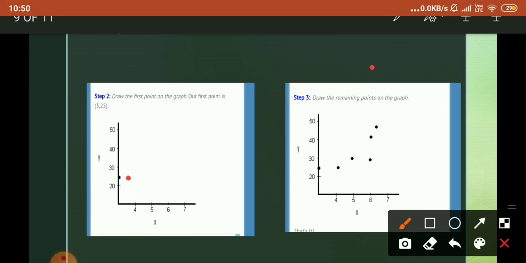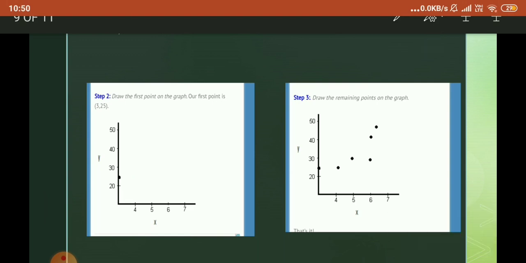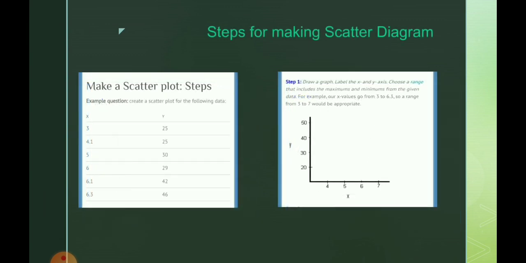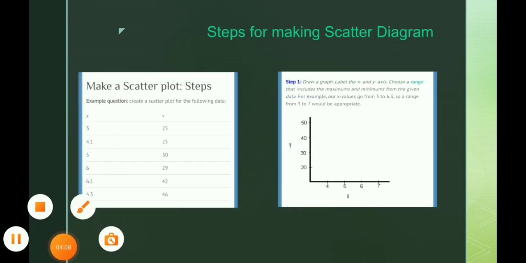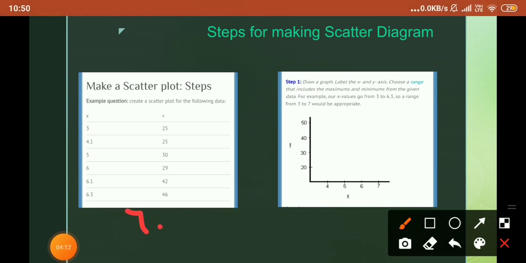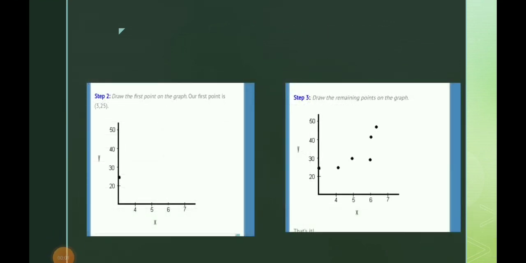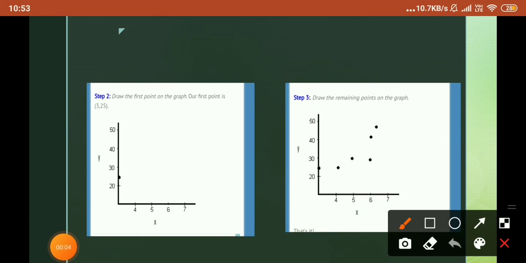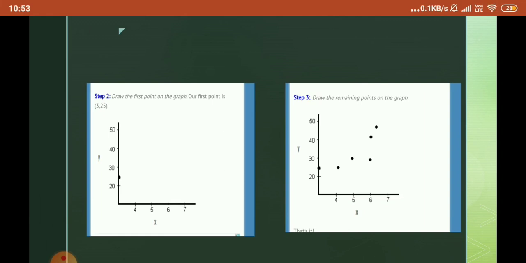In the next graph you can see we have plotted all the pairs. Going back to the previous slide, what are the points? (3, 25) is one point. The next point is (4.1, 25), and similarly the next points. After plotting all the points on the graph, you can see they show an upward trend. An upward trend means positive correlation, and since the points are near each other, it is a strongly positive correlation. This is how a scatter diagram works.